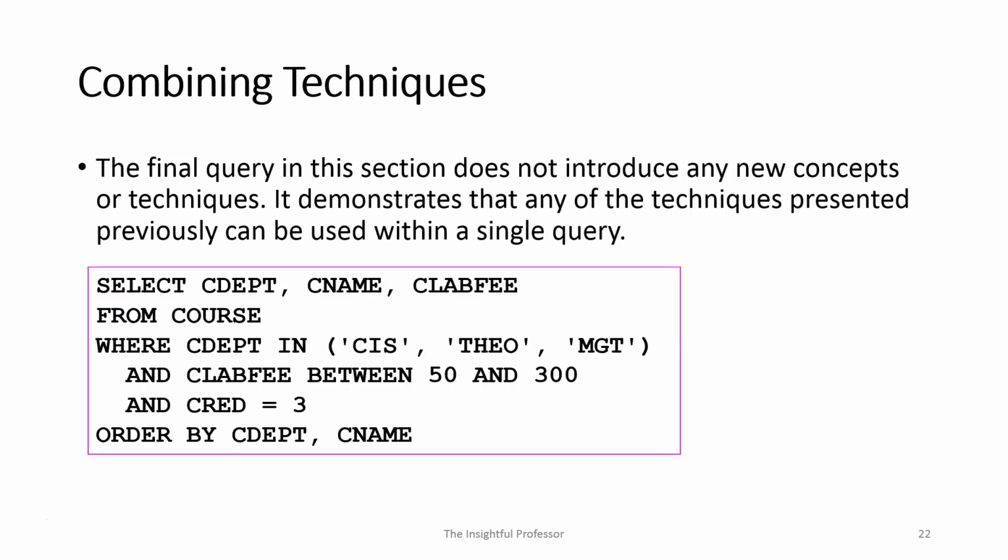So let's put it together here with a little summary example. In this example, we've combined a number of things that we introduced. We're selecting a subset of columns: give me the department, the name, the lab fee, and then a subset of rows. The subset of rows is determined by a whole bunch of different conditions. Department is in CIS, Theology, Management, and lab fee between 50 and 300, and credit is equal to 3. And then, for good measure, we throw in an order by.